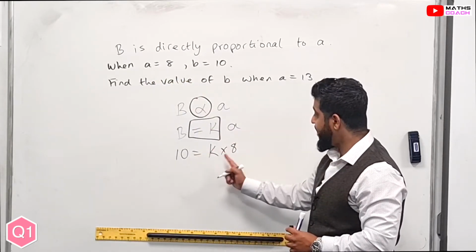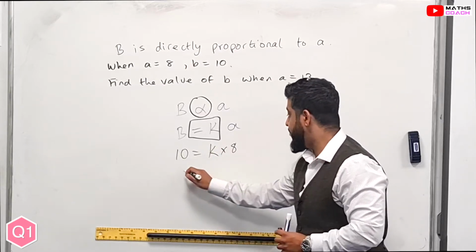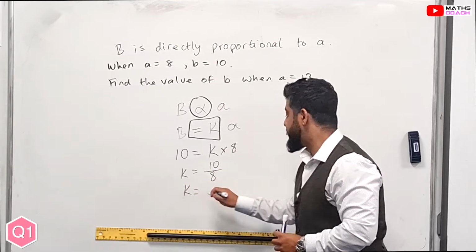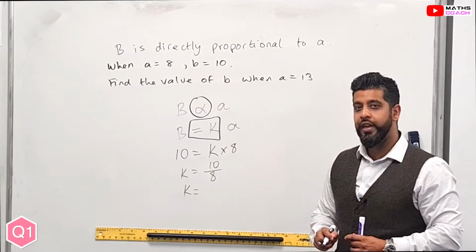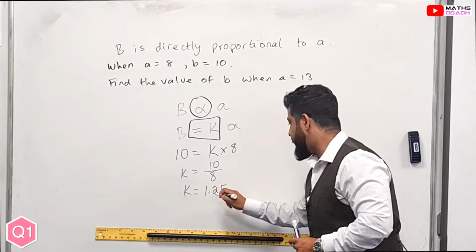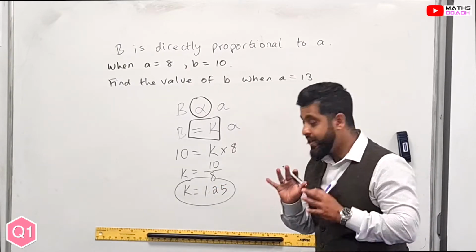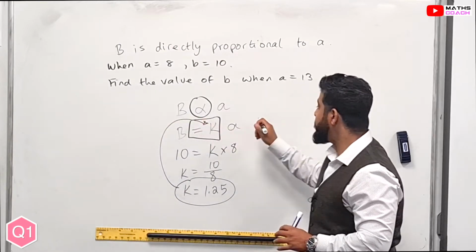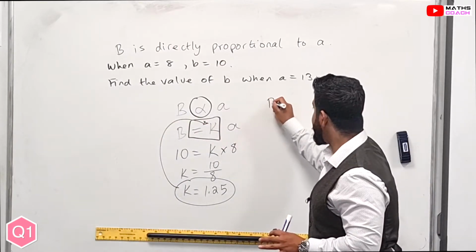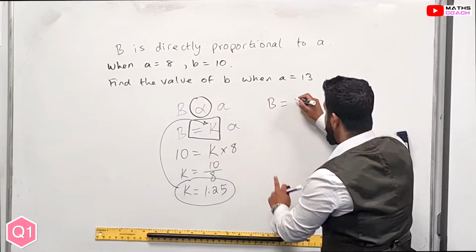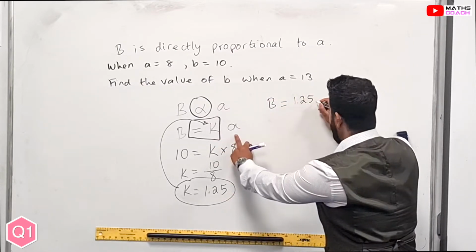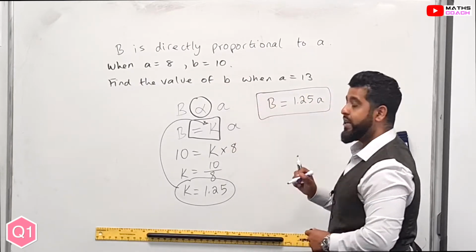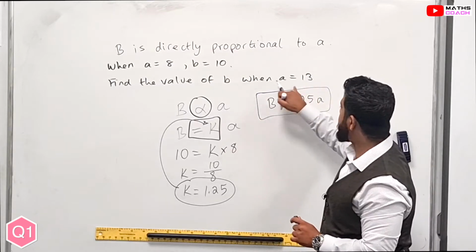Now, how do we find what K is? Well, we'll take the 8 to the other side by dividing. So K would be equal to 10 divided by 8, and you could use your calculator and find the answer to that, and you should find 1.25. So the value of K is 1.25. Now that we have found the value of K, we'll simply substitute it in here, and we will rewrite our formula. So B is equal to, now we know what K is, 1.25 times A. And this is the formula that we now will use to answer the question.